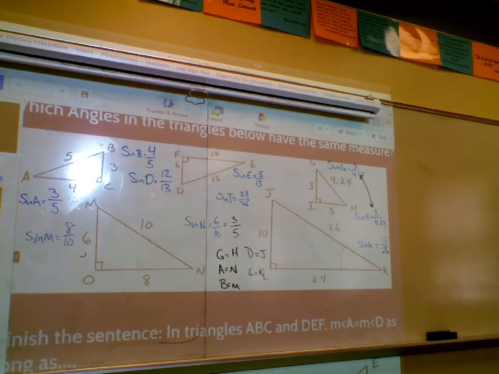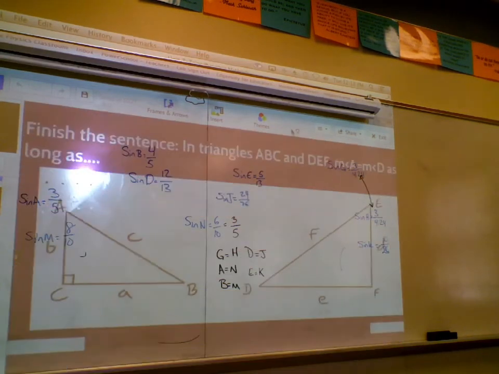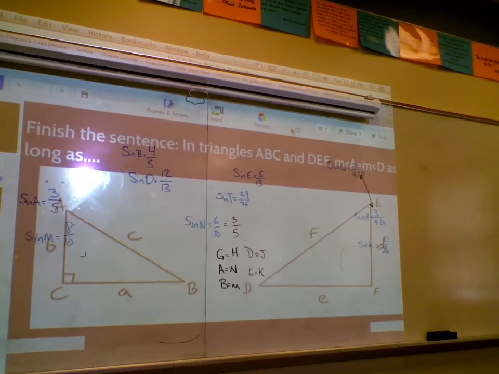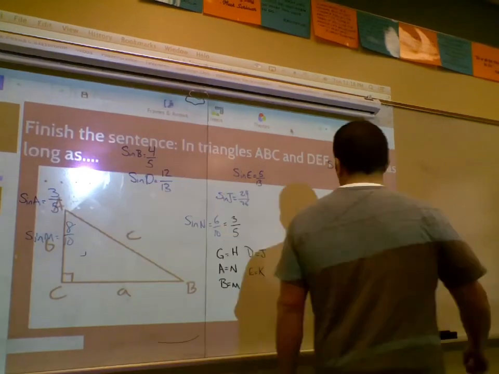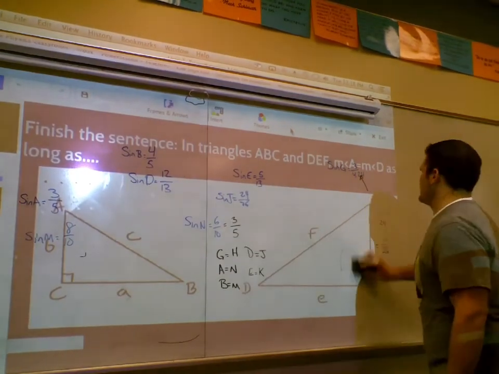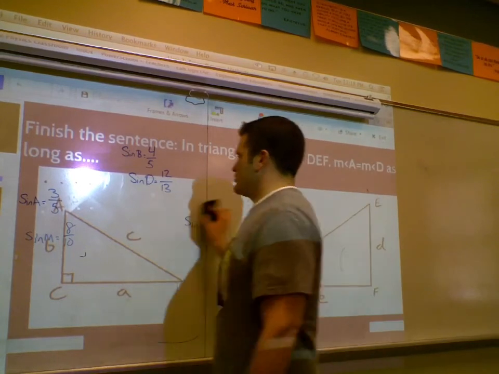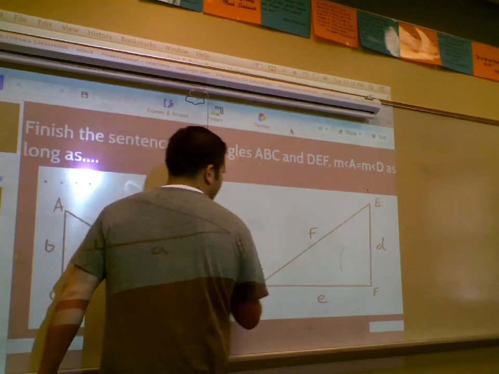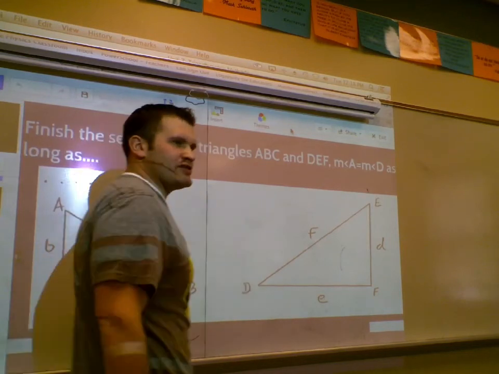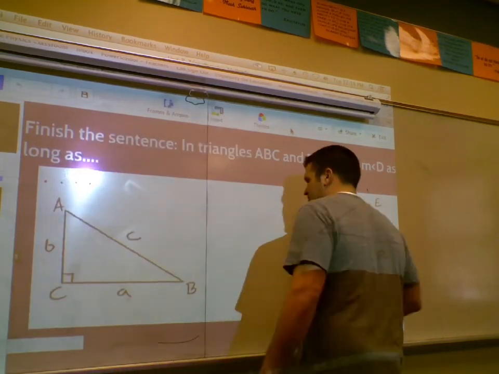Let's try the next part. You have one more part of your warm up. Right down here, it says you need to finish this sentence. In triangle ABC and DEF, measure angle A equals measure angle D as long as what? As long as negative 12, is that what you said? Yeah, I think that's the answer.